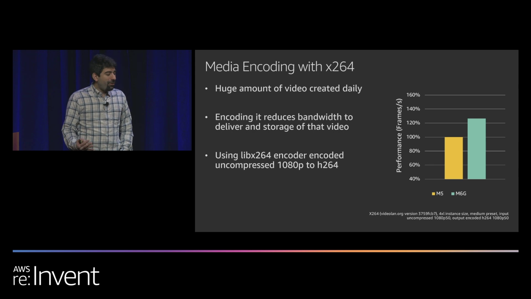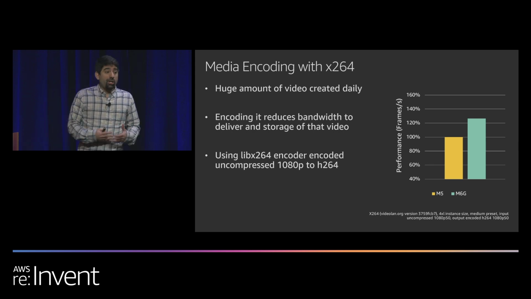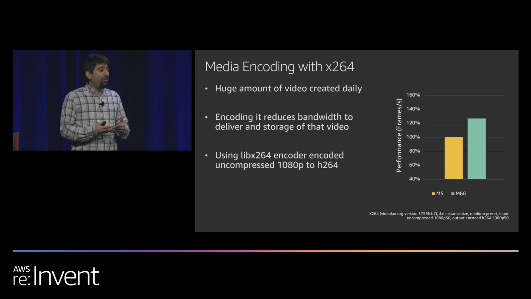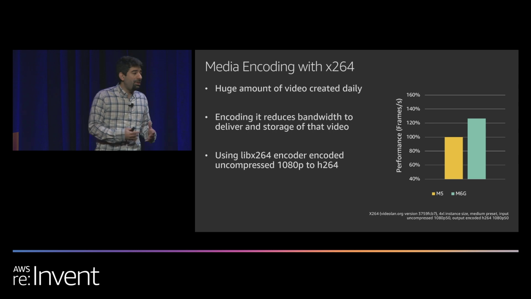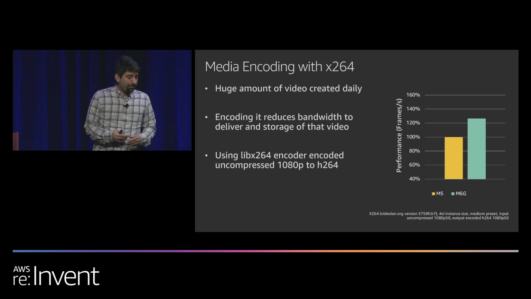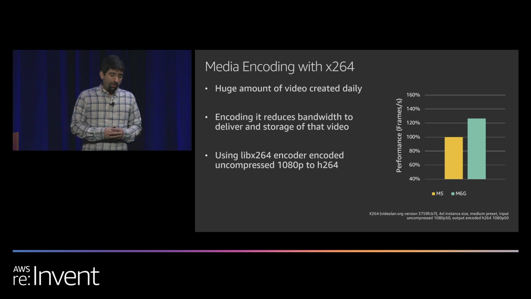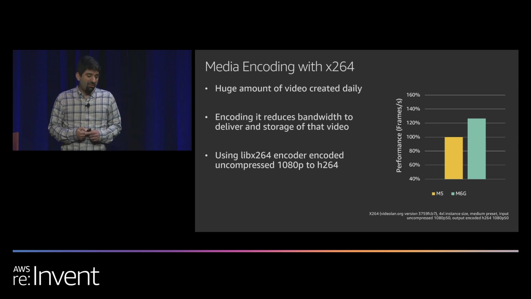Now, there's a huge amount of video that's created every day, and to reduce the storage and transmission costs, we encode it. So we asked ourselves, how does this perform on media encoding? We took uncompressed 1080p video, encoded it with libx264 with a medium preset to see how well this performs. And in doing so, we see that we get 26% more performance than the corresponding M5 size.